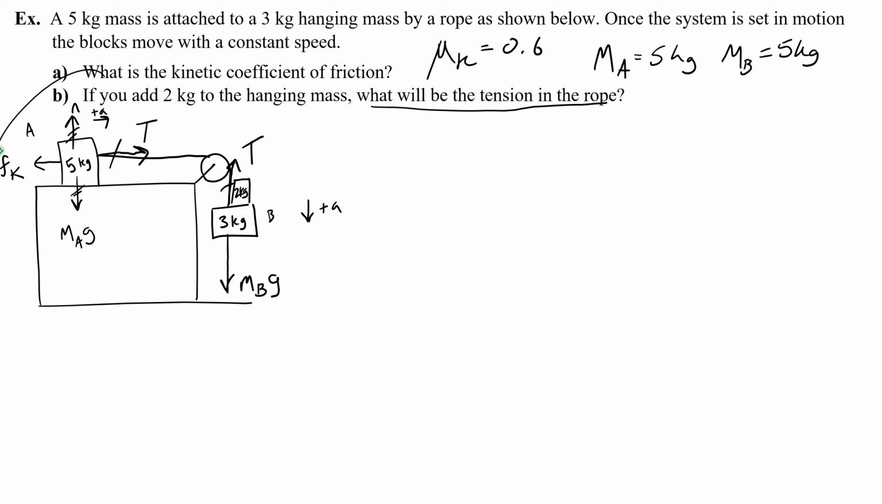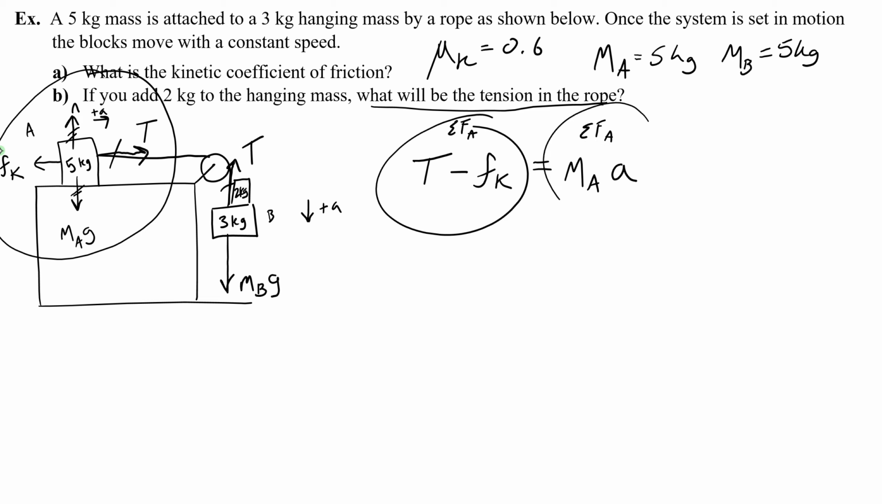So let's work on that system of equations. Let's start with A. I'm going to have T being positive, then subtract Fk, or friction. And that will be equal to the mass of A times the acceleration. So remember, these are both equations of net force. This one comes from the free body diagram. This is always true. Mass times acceleration is always true.